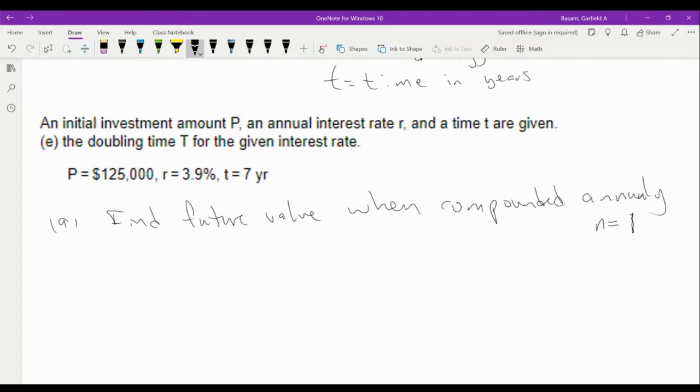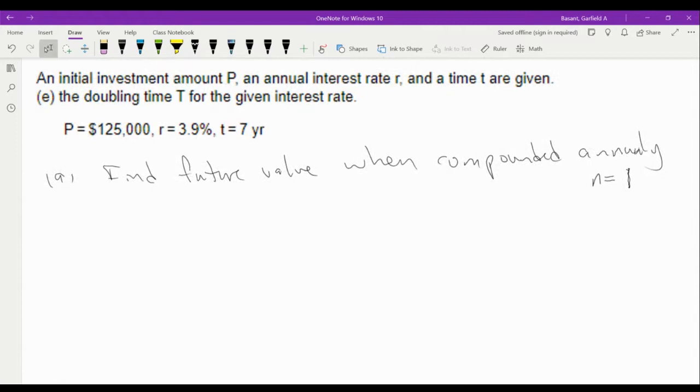All right, so when we talk about annually, it's one time for the year, right? So if we know that, it's just now a matter of sticking everything in. We're trying to find the future value. So A is equal to P times (1 plus r over n) to the nt. So it's just plugging everything in.